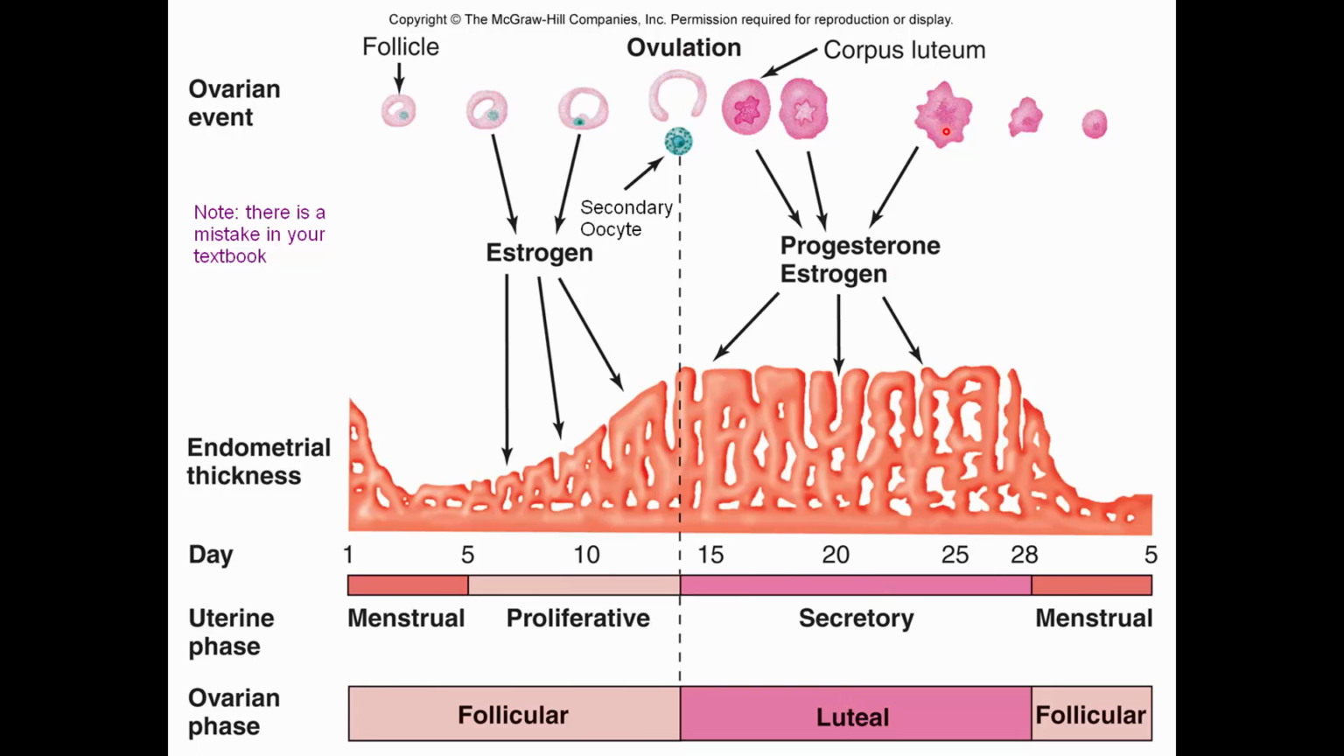Now, I don't know why this happens, but after about 11, 12 days, this thing starts to degenerate. And it degenerates and basically turns into a little scar called the corpus albicans. It no longer produces hormones, and if we don't have estrogen and progesterone, then the endometrial lining sheds and we start the next cycle.